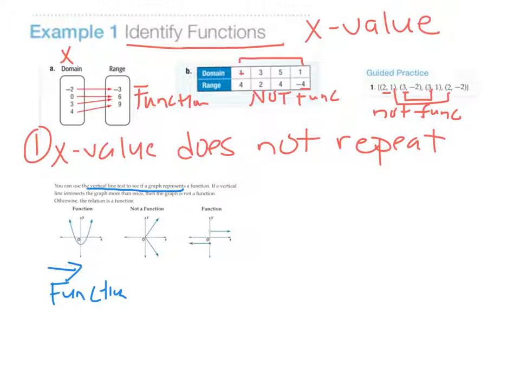The next one is not, because it touches right here. It touches that straight line in 2 spots right there. So this is not a function. And if you look at this one, if I run a straight line, even though it looks like it touches right there, let me erase that. Right there, that's not part of the graph, so it never crosses twice, so this is a function.